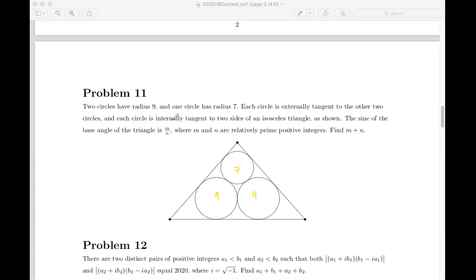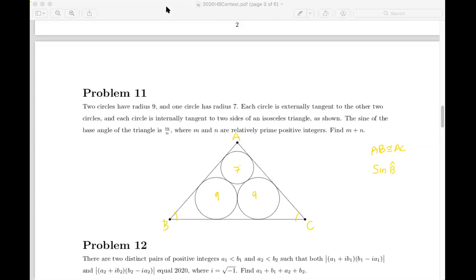And each circle is internally tangent to two sides of an isosceles triangle. So this triangle here, let's call it ABC, is an isosceles triangle. It's kind of obvious here that AB is congruent to AC. As shown, the sine of the base angle of the triangle, that is this angle, which is congruent to this one, so these angles are the base angles, is m over n, where m and n are relatively prime positive integers. Find m plus n. So we're basically looking for the sine of angle B.